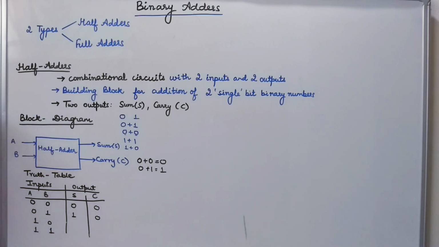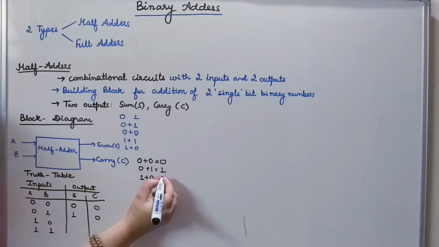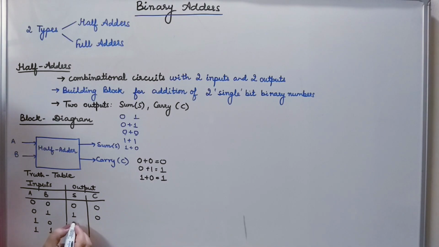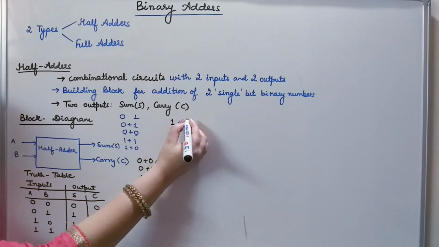What about 1 and 0? 1 plus 0. Again the sum is equal to 1. And what about carry? There will be no carry. So this is 1 and 0 here. Now taking the very important addition, 1 plus 1.